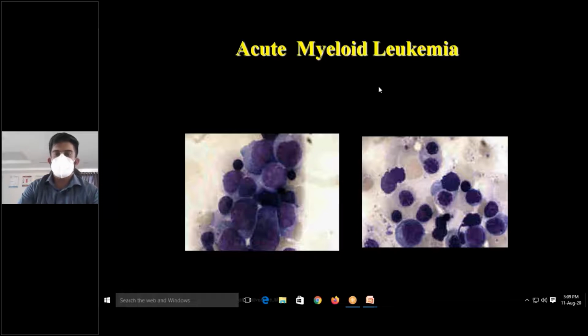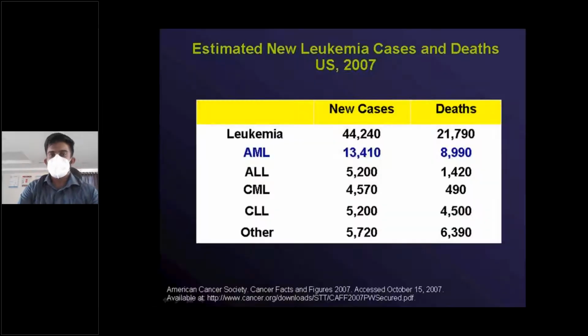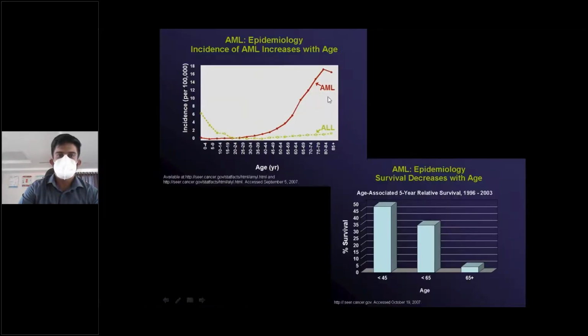Here you can see there are estimated cases of 13,000 in 1 year. That is AML. It's the most common type of leukemia other than non-Hodgkin's and everything else. So AML is the most common one. It's also causing the most number of deaths. You can see the epidemiology here.